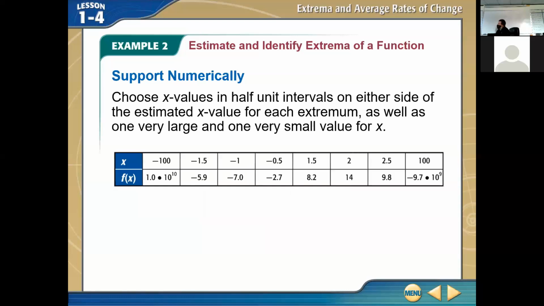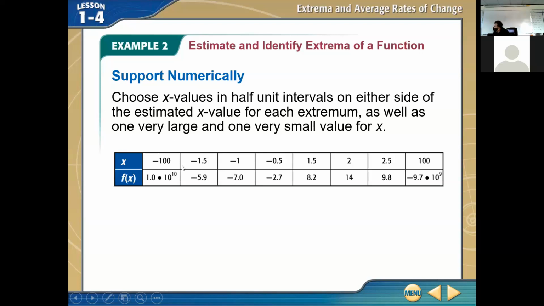So you can see they've counted by 0.5s. So here's -1. When we went to -1.5, we got -5.9. When we plugged in -1 to our equation, we got -7. When we plugged in -0.5, we got -2.7. So since at -1, -7 is less than -5.9, which is also less than -2.7, these 3 points right here confirm that this is a relative minimum. It's lower than the points that are surrounding it.